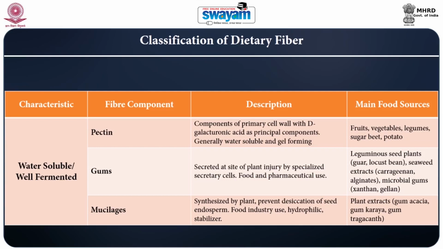The second soluble fiber is gum. It is secreted at the site of plant injury by specialized secretory cells and it is found mostly in leguminous seeds like guar gum, beans, and seaweed. Gums are of pharmaceutical use and are mostly found in xanthan, gellan, and alginates. Mucilages, which are synthesized by plants, prevent desiccation of the seed's endosperm. The food industry uses them as hydrophilic stabilizers and they are found mostly in plant extracts and gums.